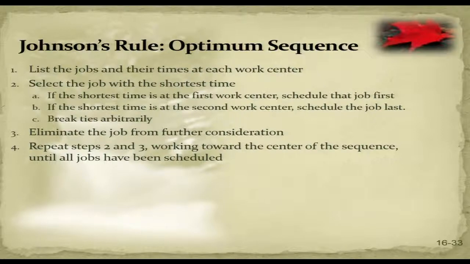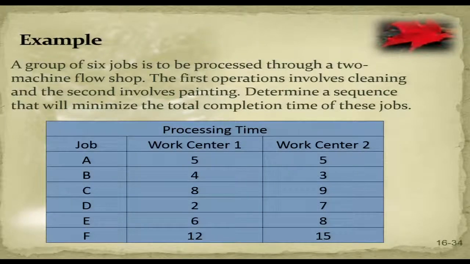If the shortest time is at the first work center, schedule the job first. If the shortest time is at the second work center, schedule the job last. There are no ties to break, so basically just D. So should we schedule D in the first position or the last position? First position. Why? Yeah, it's the shortest time in the first work center. That's great. We should process D first. Very good.